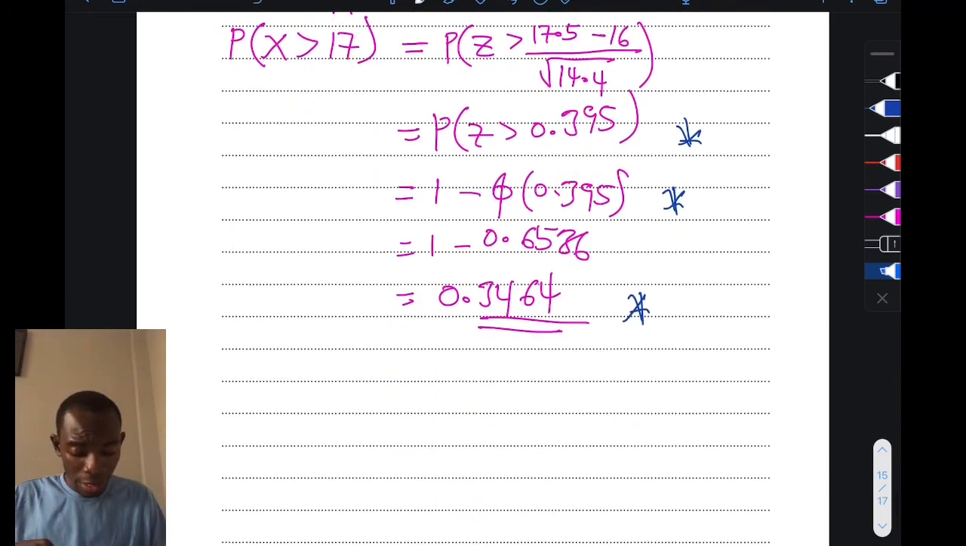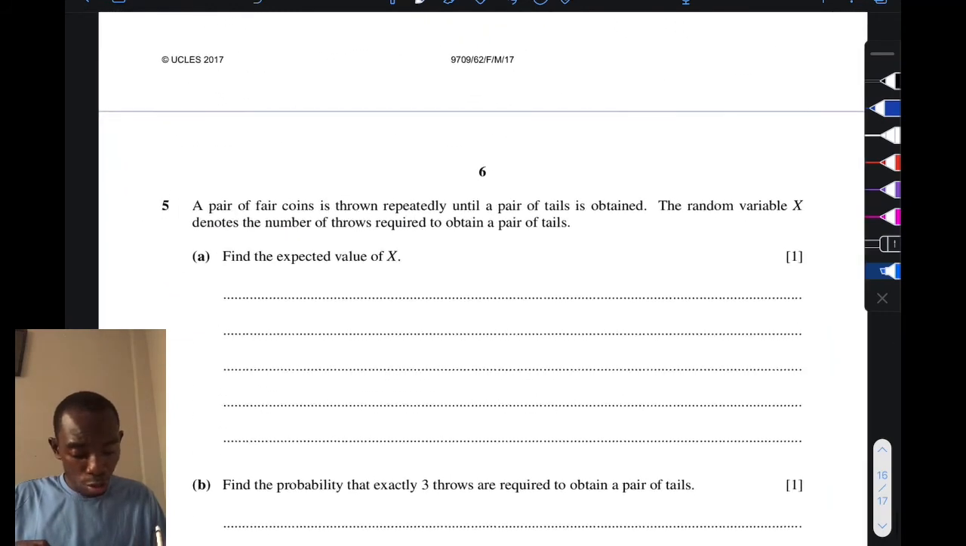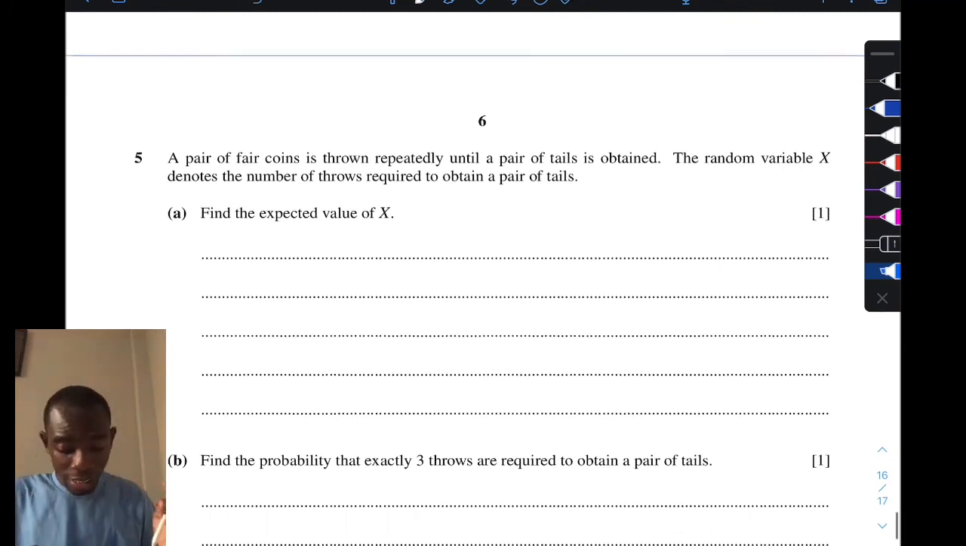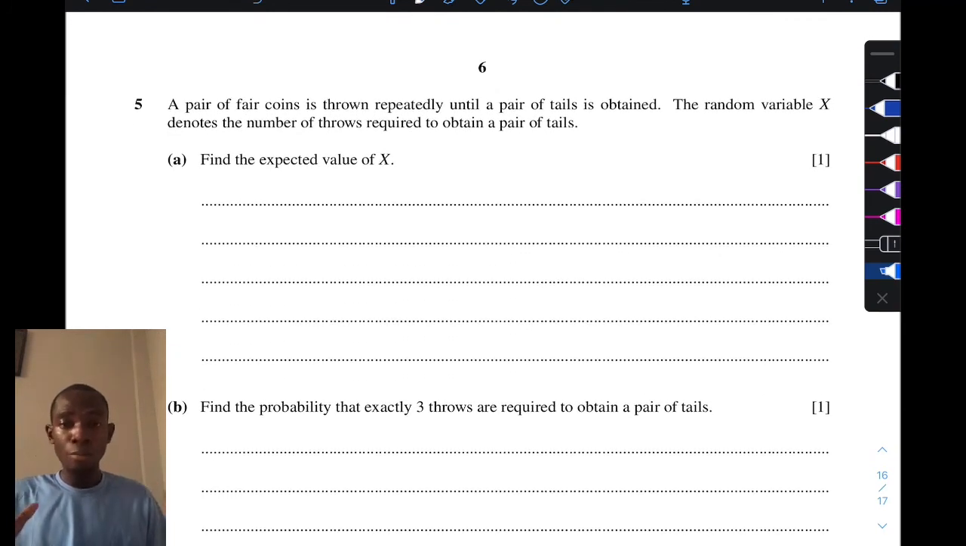Now the next thing is we can use the normal distribution to also approximate geometric. So this question is actually a geometric question. I'm going to solve the question until we get to where we are going to use the normal distribution to approximate the geometric.